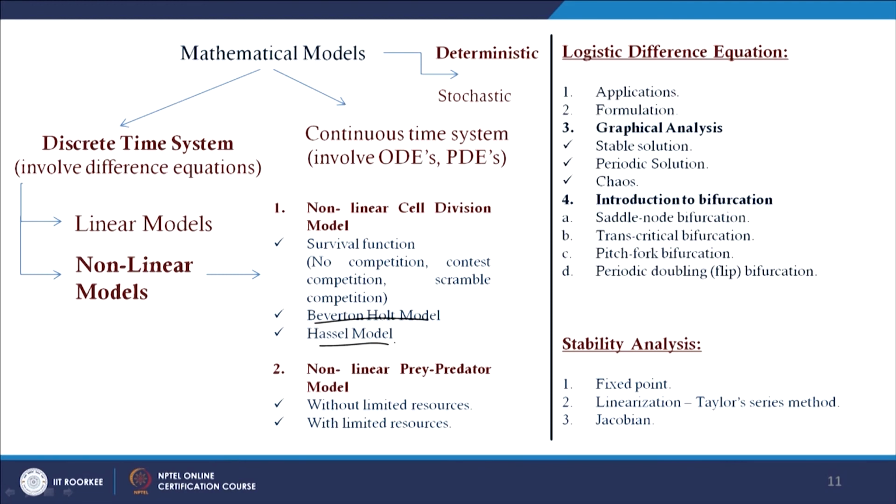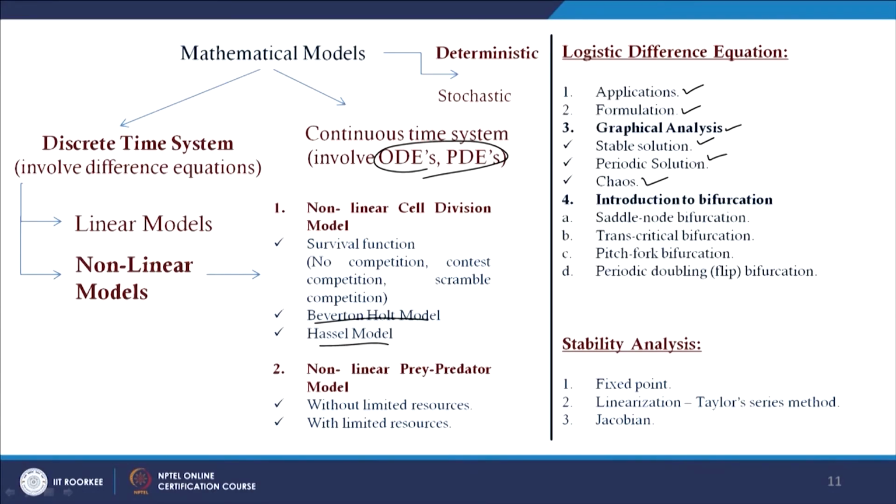And for the continuous time system we involved ordinary differential equations and partial differential equations. For the nonlinear prey predator model we included cases without limited resources and with limited resources. For the logistic difference equations we discussed applications, formulations, graphical analysis, and how we can achieve stable solutions, periodic solutions, and also chaos. We considered three different cases with values of R as 2.2, 3.3 and 3.33. Finally, we considered 3.9 to get chaos.